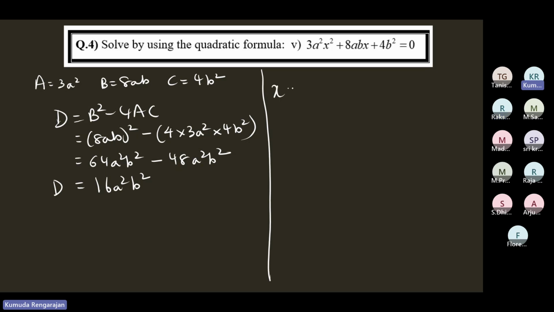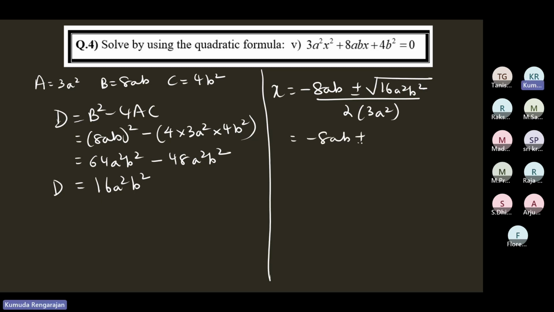Now X is equal to minus B. I'm substituting straight away. So minus B plus or minus root D by 2A. What is 2A, Rakshita? 2 into 3A square. Okay, thank you, Rakshita. So then, children, after this, minus 8AB plus or minus root of 16A square B square, which is 4AB, by denominator 6A square. Now they are like terms, no?